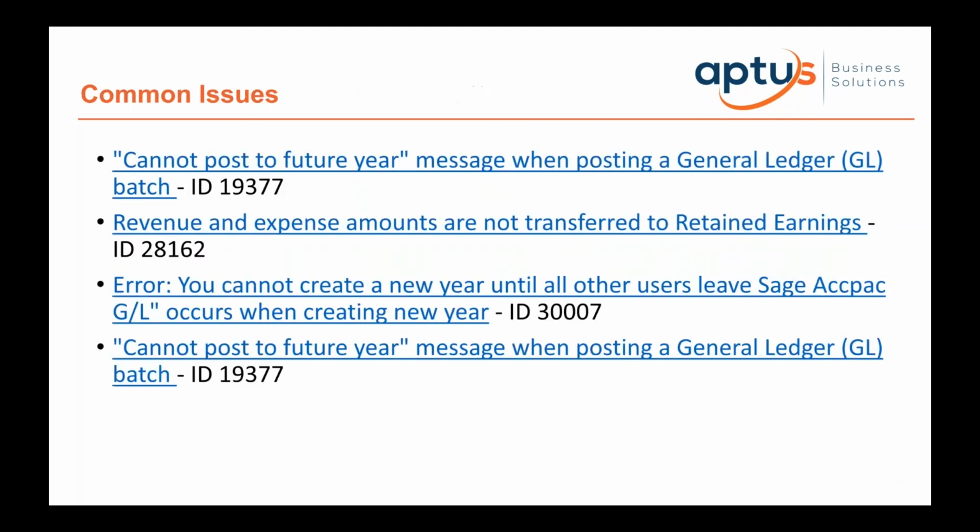These are just for your reference, a couple of things that always come up. We talked about cannot post to future year, and the revenue and expense amounts not being rolled to retained earnings. These are the most common support cases that we see around GL year end. And I accidentally duplicated that last one just to reinforce how many calls I do get about that.